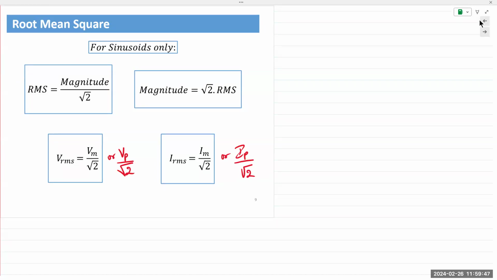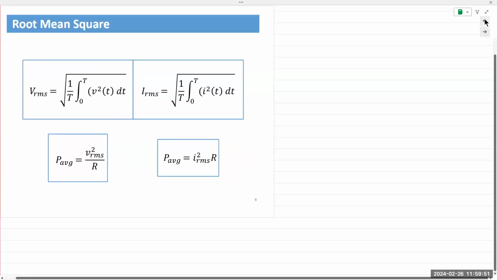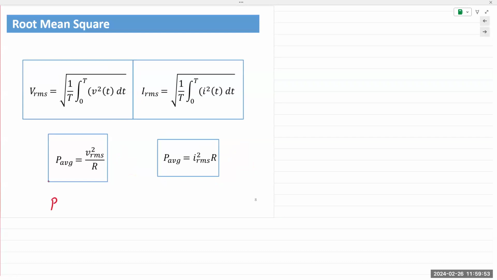All right. One last thing is basically the power. Power is still the product of voltage and current. For a resistor, we can find it as V squared over R or I squared times R. So those equations still apply. So the average power in a resistor can still be described by the same equations, except it would be V RMS squared and I RMS squared.